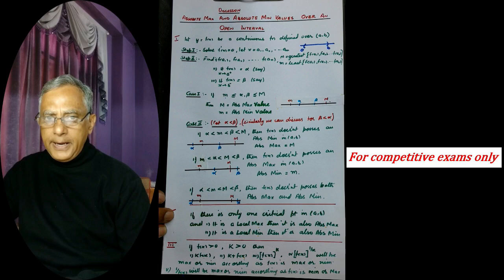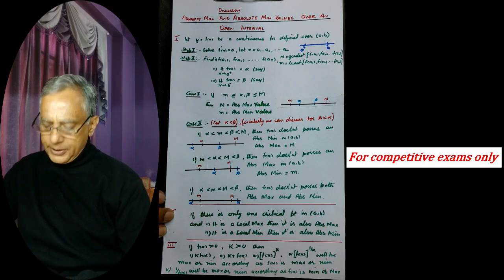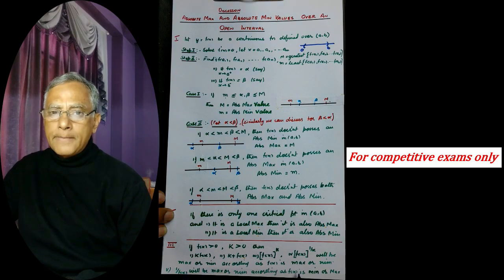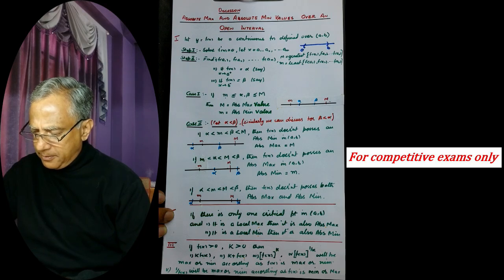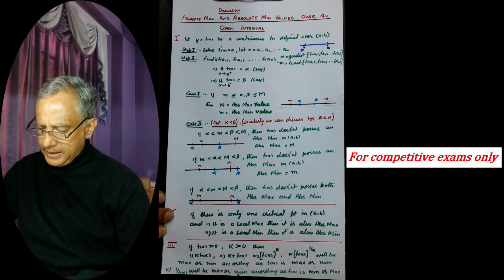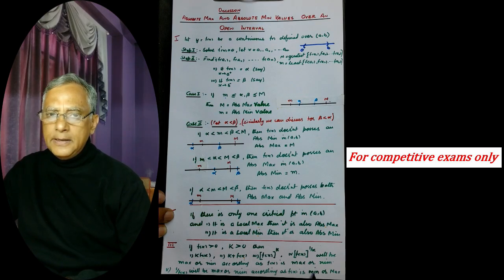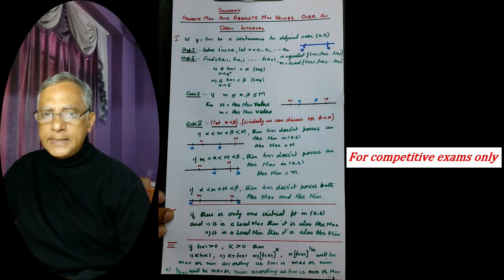And in case of 1/f(x), the trend will be reversed. 1/f(x) will be maximum or minimum according as f(x) is minimum or maximum. 1/f(x) will be maximum if f(x) is minimum. 1/f(x) will be minimum if f(x) is maximum.